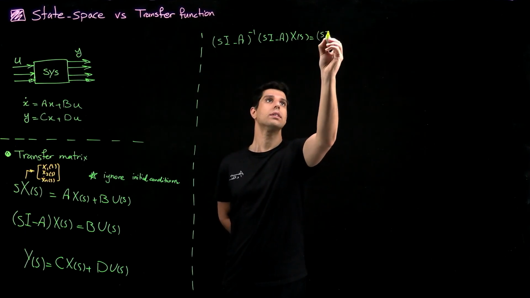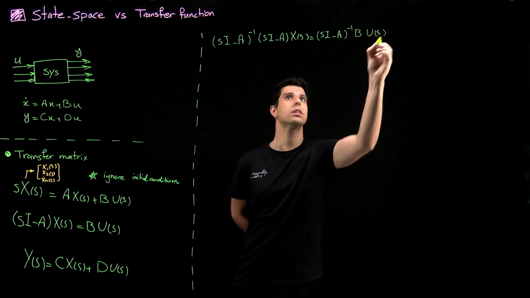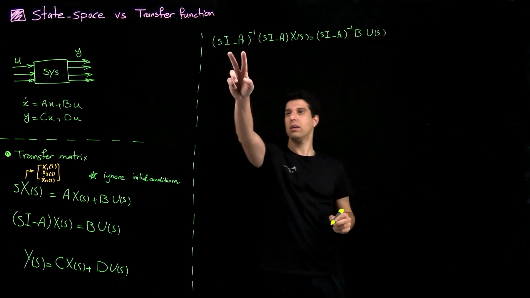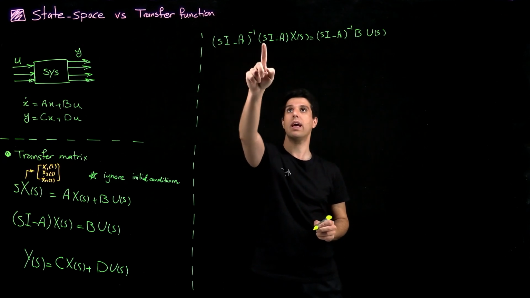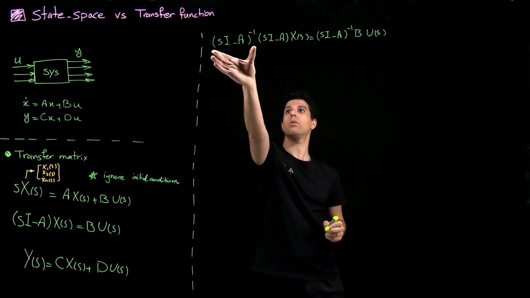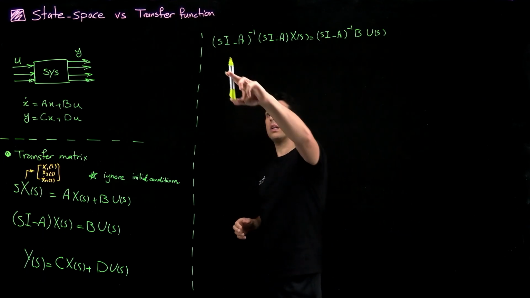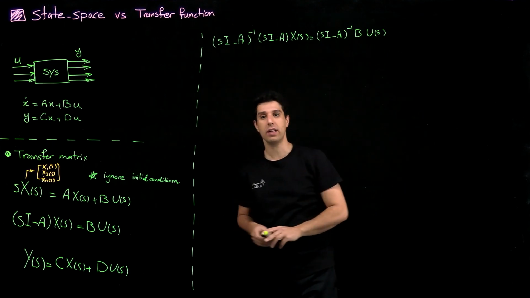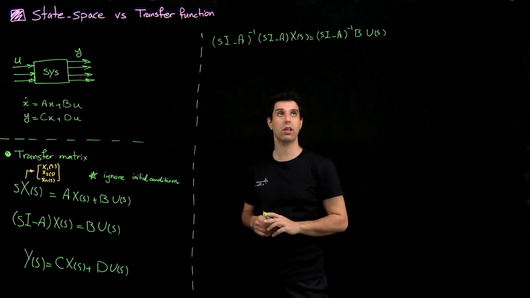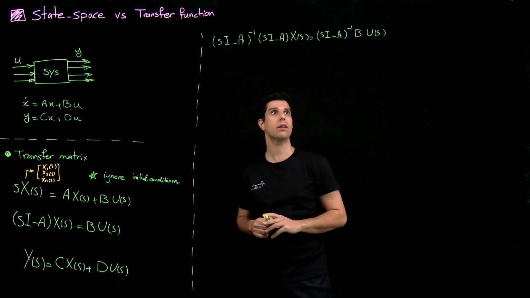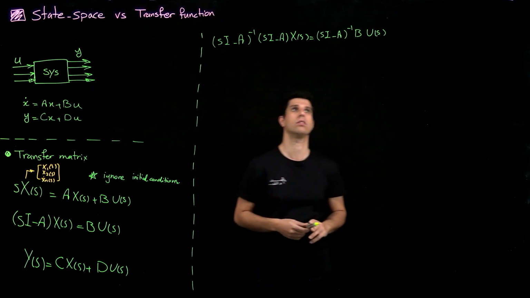Equals (sI - A) inverse B U(s). It is important to note here that I'm imagining that sI - A is invertible, so this thing exists. That is important because when you cannot define an inverse, for those s values that you cannot, interesting things happen. And we'll get to those later, in the next few lectures.